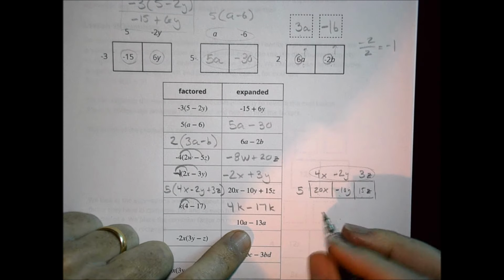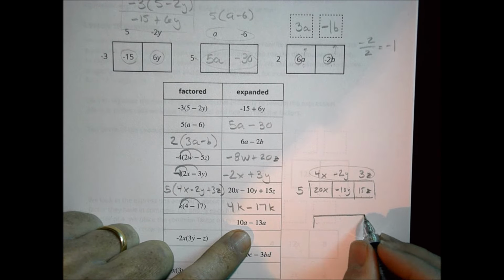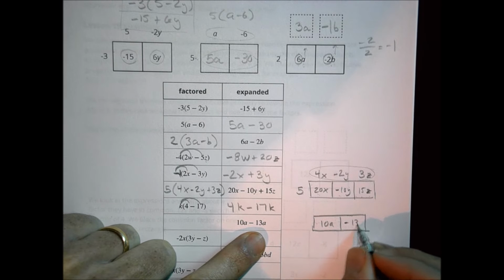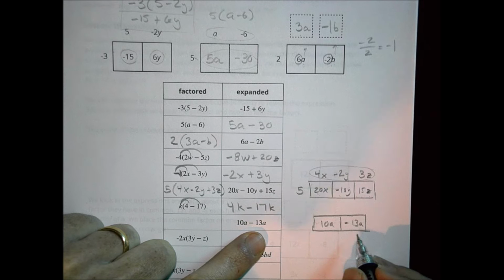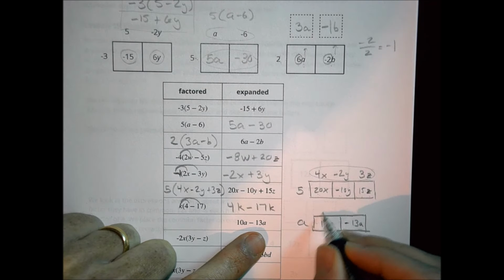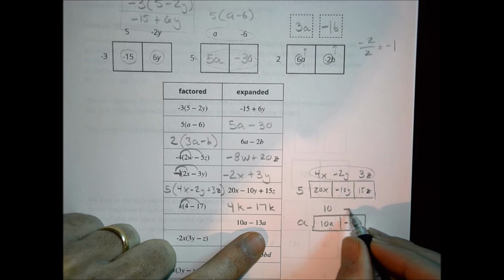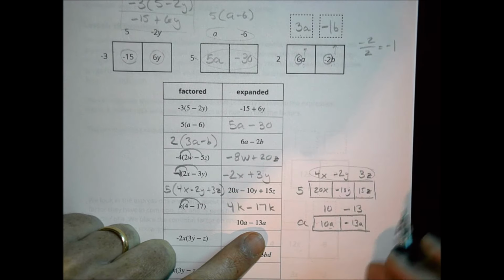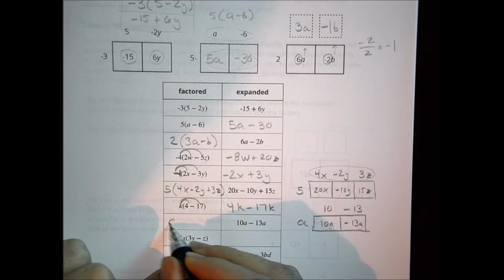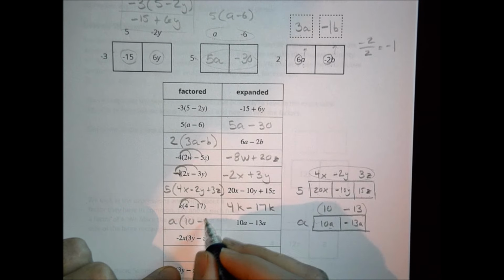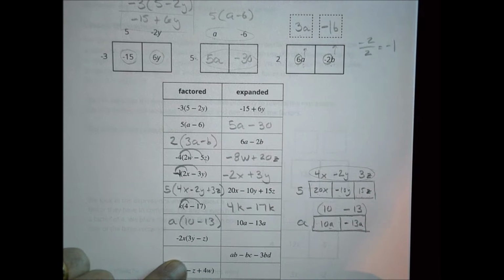All right, on this one here I have really just two boxes, right? I have 10a and I have a minus 13a. There's no number that goes into both 10 and 13, but they both do have an a, and I could take an a out of that with no problem. If I take an a out, what do I have left? I just have 10. 10 times a is 10a. And over here, what I have left is a negative 13. So when I rewrite this, I have a on the outside, and what goes inside the parentheses is 10 minus 13. So that's the factored way.